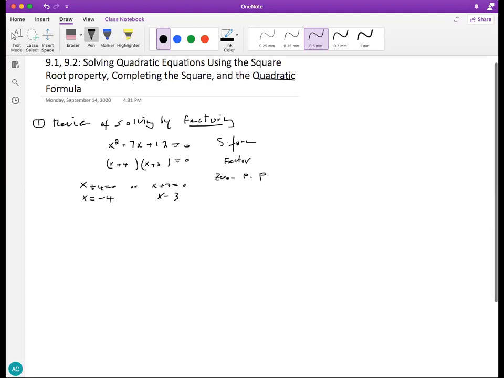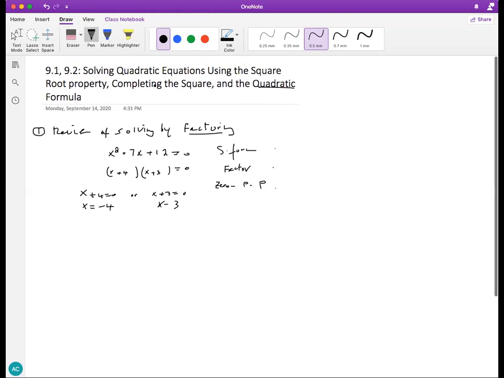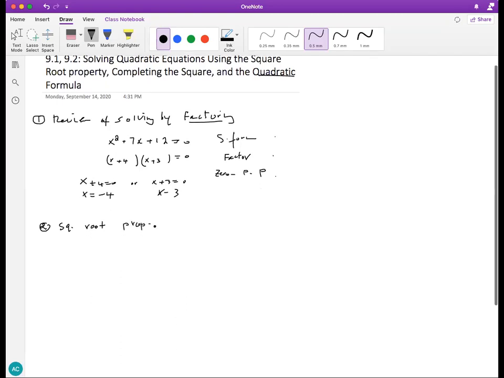Okay. So it's always these 3 steps: standard form, factor, use the zero product property. So now let's talk a little bit about the square root property, another method of solving quadratic equations. Let's see how that works.